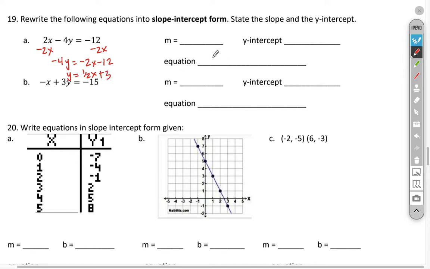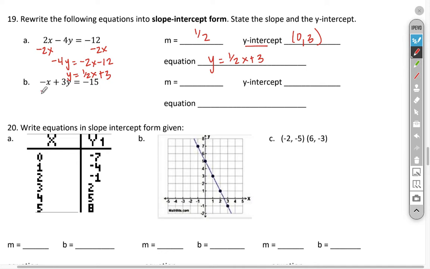So we can write that equation over here. We have y equals 1/2 x plus 3. Our m is 1/2 and our y-intercept. Notice it's asking for a y-intercept, not our b. So we have to write this as an ordered pair, which is (0, 3).